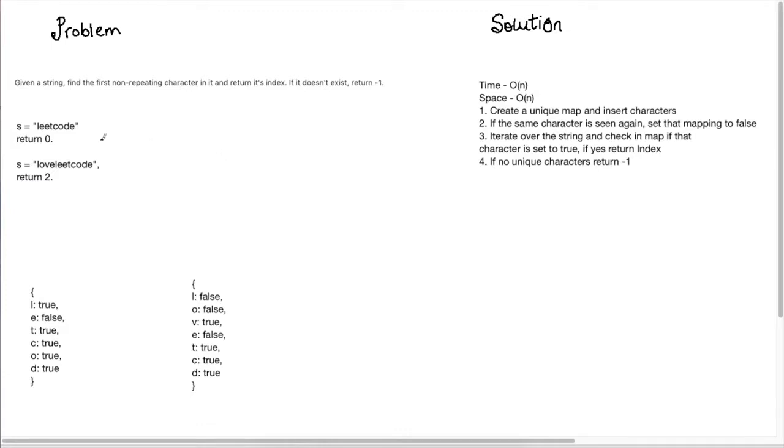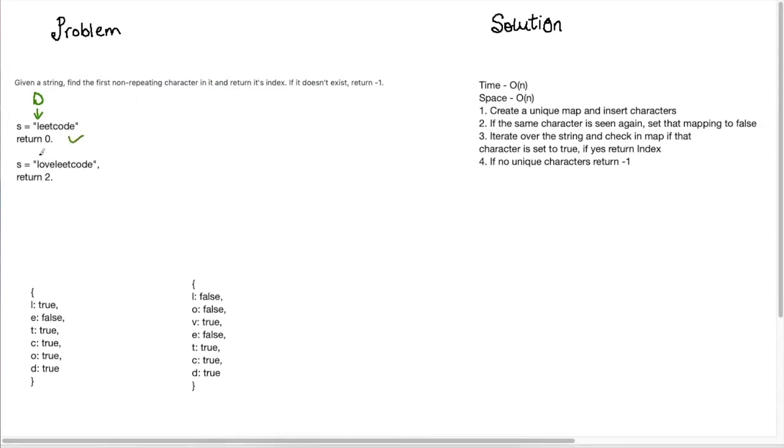Awesome. So let's go ahead and dive right into the question. We're given this string S, and what we need to find is the first non-repeating character in this string and return its index. For our first example, we can see that there are no other L's in this string, and the first character L is at index 0, so we need to return a 0 for this case.